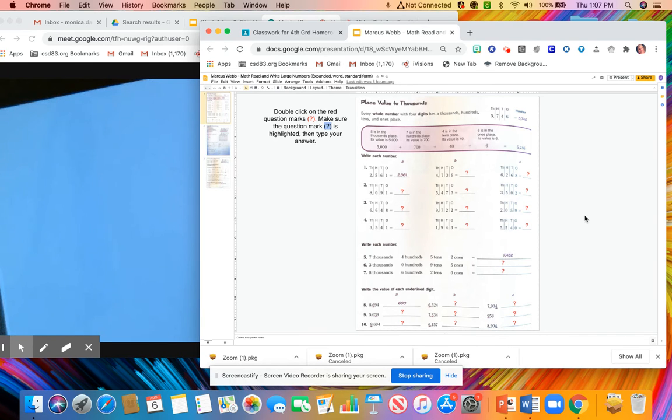Okay, the third part that I want to show you is writing the value of each underlined digit. Guys, can you please make sure you're muted?